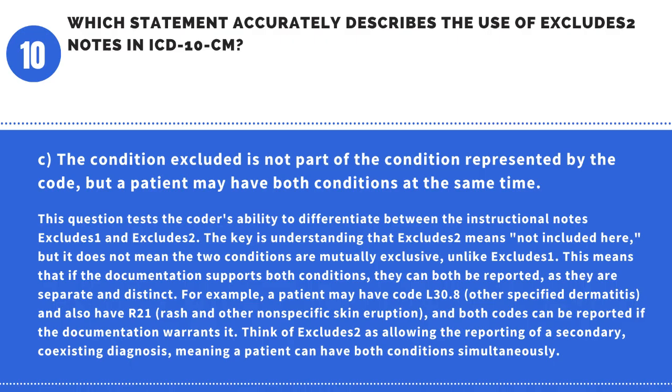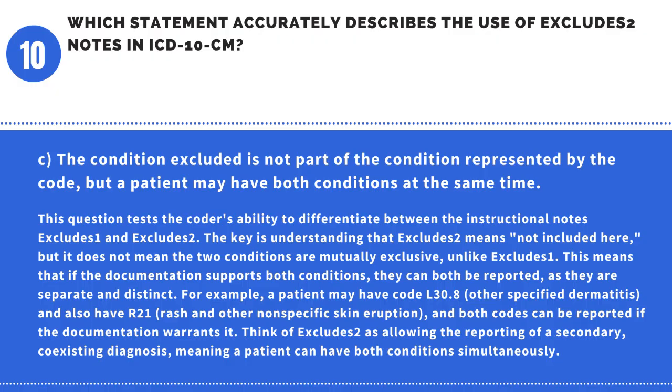This question tests the coder's ability to differentiate between the instructional notes Excludes1 and Excludes2. The key is understanding that Excludes2 means not included here, but it does not mean the two conditions are mutually exclusive, unlike Excludes1. This means that if the documentation supports both conditions, they can both be reported, as they are separate and distinct.